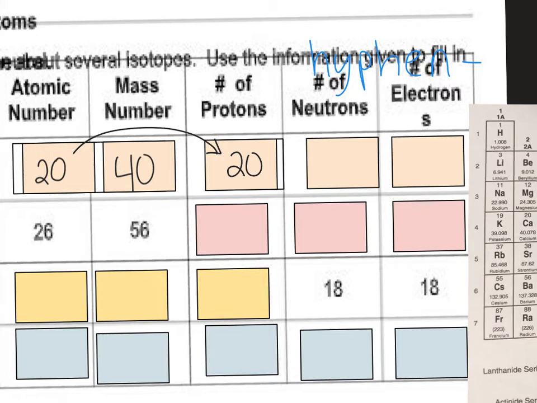Okay. Neutrons, all right. So this is the way I like to do it on my piece of paper if I was in class. I would basically look at this column. If I have something here and here, I'm good to go. I'm going to do 40 minus 20, because M minus A equals neutrons. And you would get 20 neutrons. Okay?